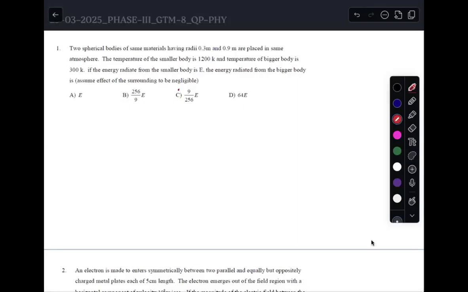Students, this is the discussion of today's grand test paper. As usual, the time is around 3:46 p.m.